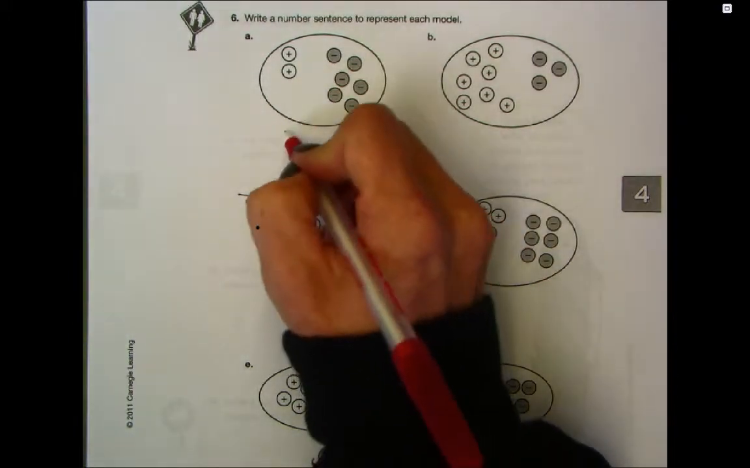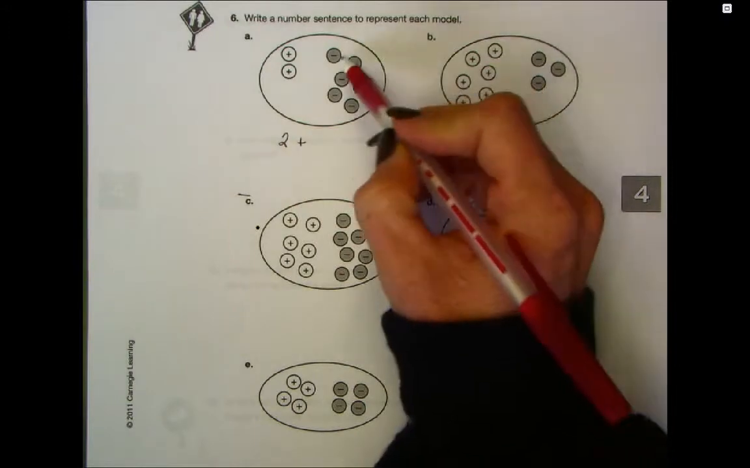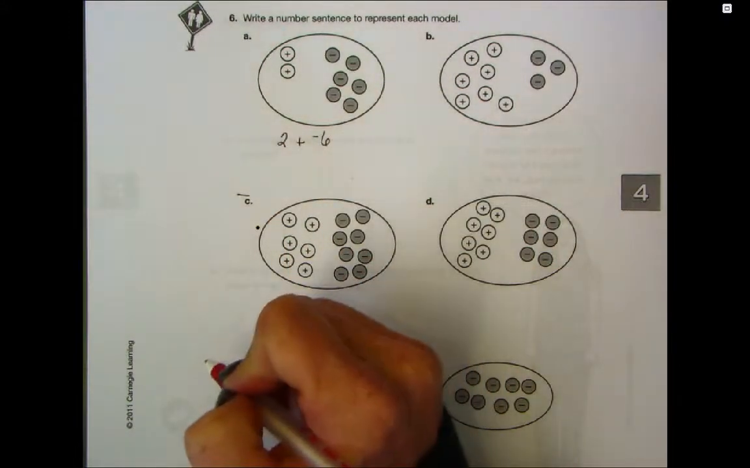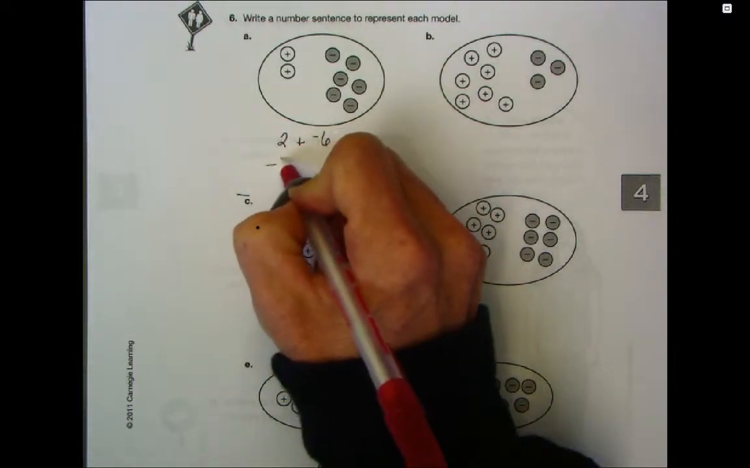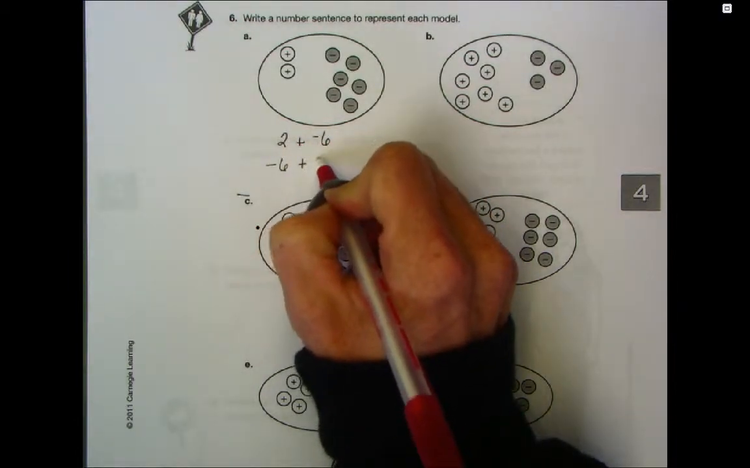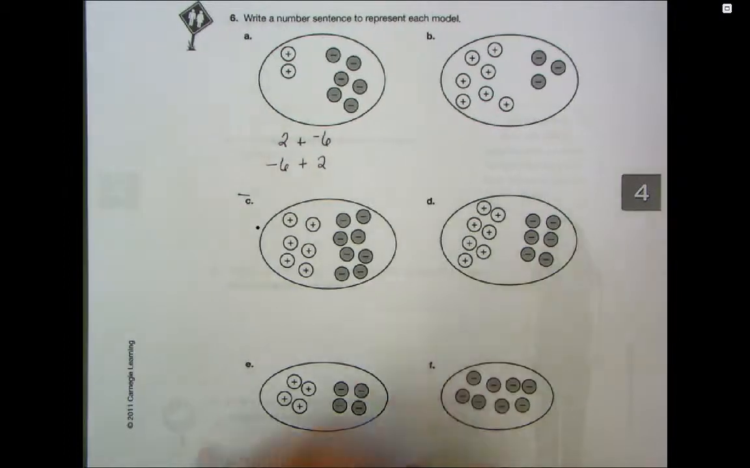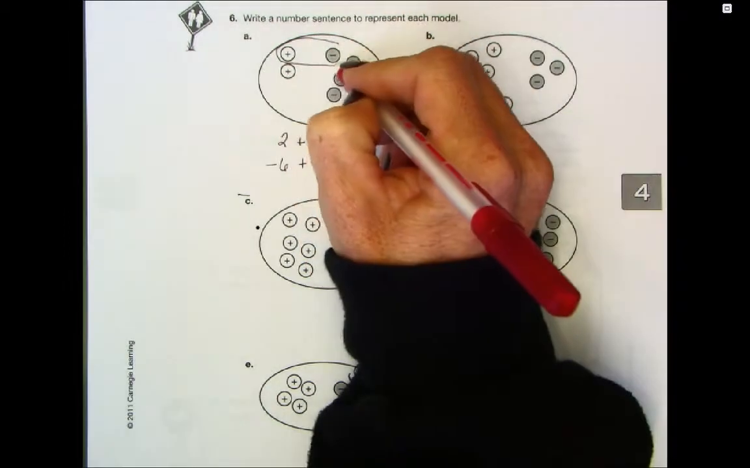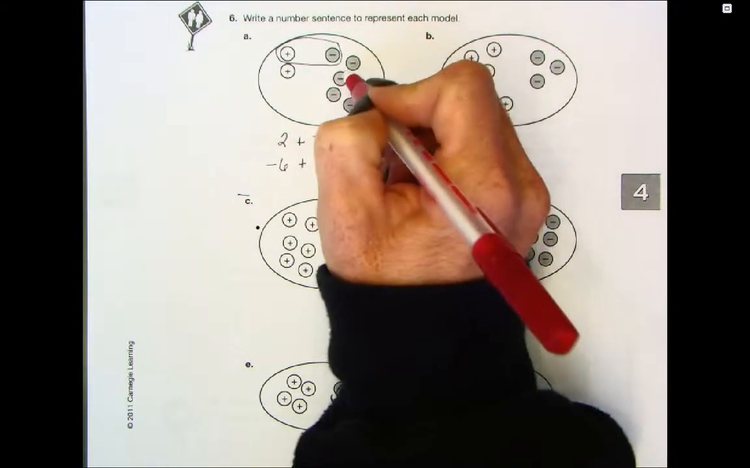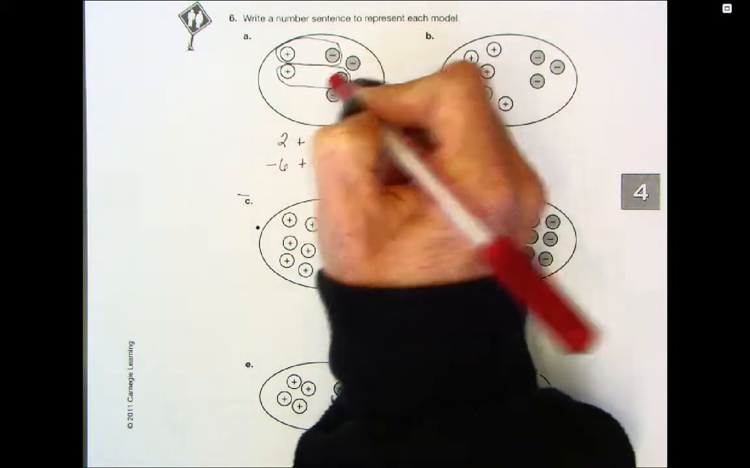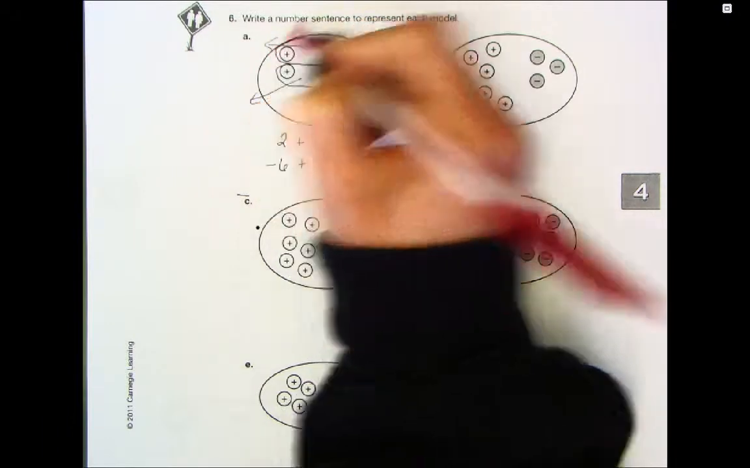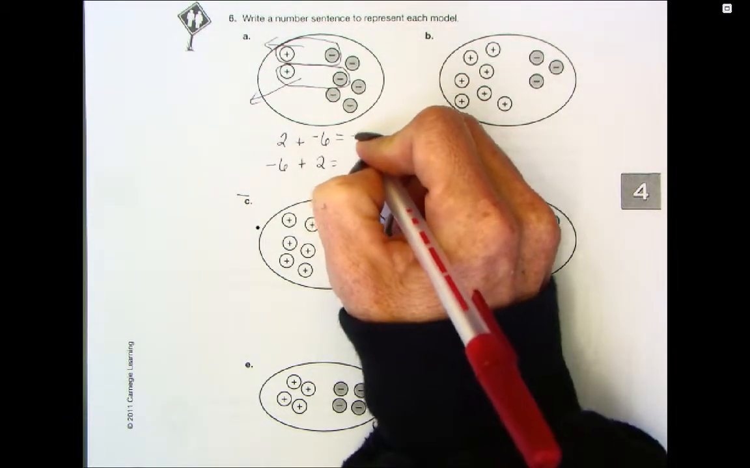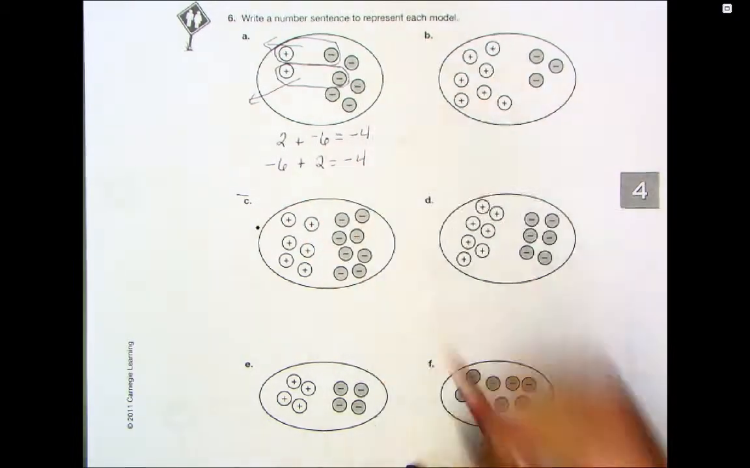Here, I see 2 positives plus 1, 2, 3, 4, 5, 6 negatives. Or I could have said I saw 6 negatives first plus 2 positives. But now I want to get my solution. I know that if I put these two together, that makes 0. If I put these two together, that makes 0, so I can remove them. And I'm left with 1, 2, 3, 4 negatives. So my solution in either case would be -4.